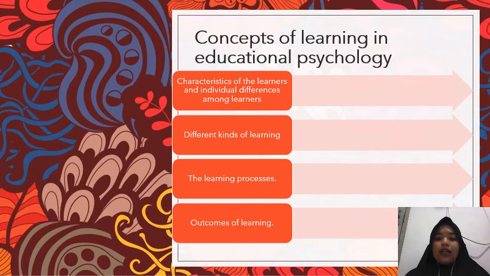Okay, the last point is about the outcomes of learning. The need to assess the outcomes of learning has led to the development of tests of achievement and proficiency. So we need to know the outcomes of the learning process. We need to find techniques for measurement and evaluation and the application of psychometric language testing.